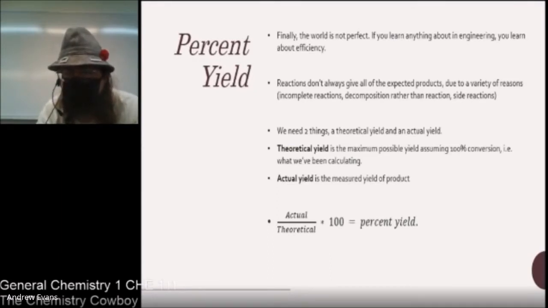How we're going to deal with this is we're going to calculate a percent yield. So we're going to need two things, a theoretical yield and an actual yield. The actual yield will be something you will physically measure in lab. The actual yield is something you actually got. There's no calculation involved other than you weigh it out.